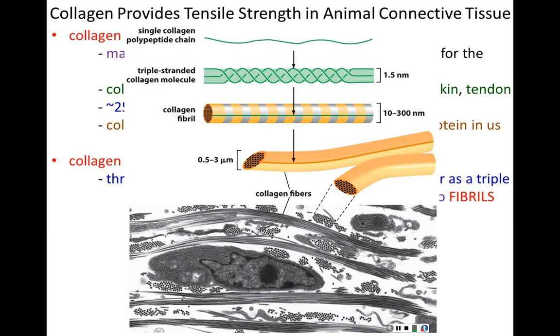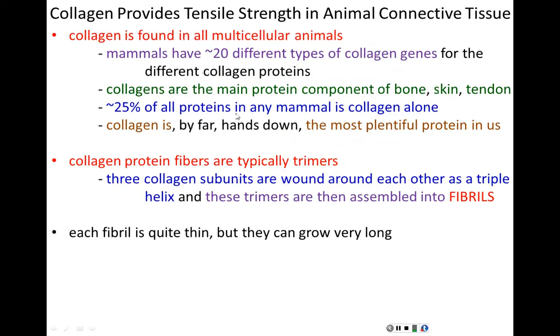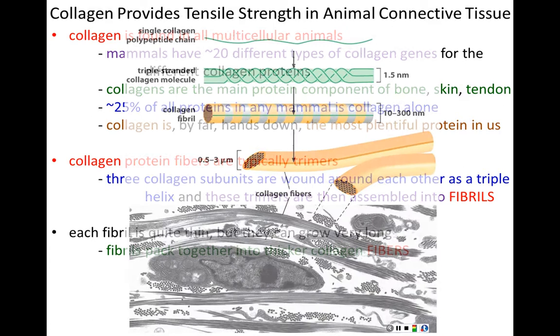We have a single collagen protein chain. Three collagen protein chains come together as a trimer. This is a single collagen complex. Many, many of these collagen molecules then come together to form a larger collagen fibril. It might be hard to see, but each of these black dots in this fibril is supposed to be a single collagen strand. And then many, many fibrils come together to make a collagen fiber. Each fibril is quite thin, but they can grow to be quite long, and as I just said, fibrils are packed together to create much thicker collagen cables or collagen fibers.